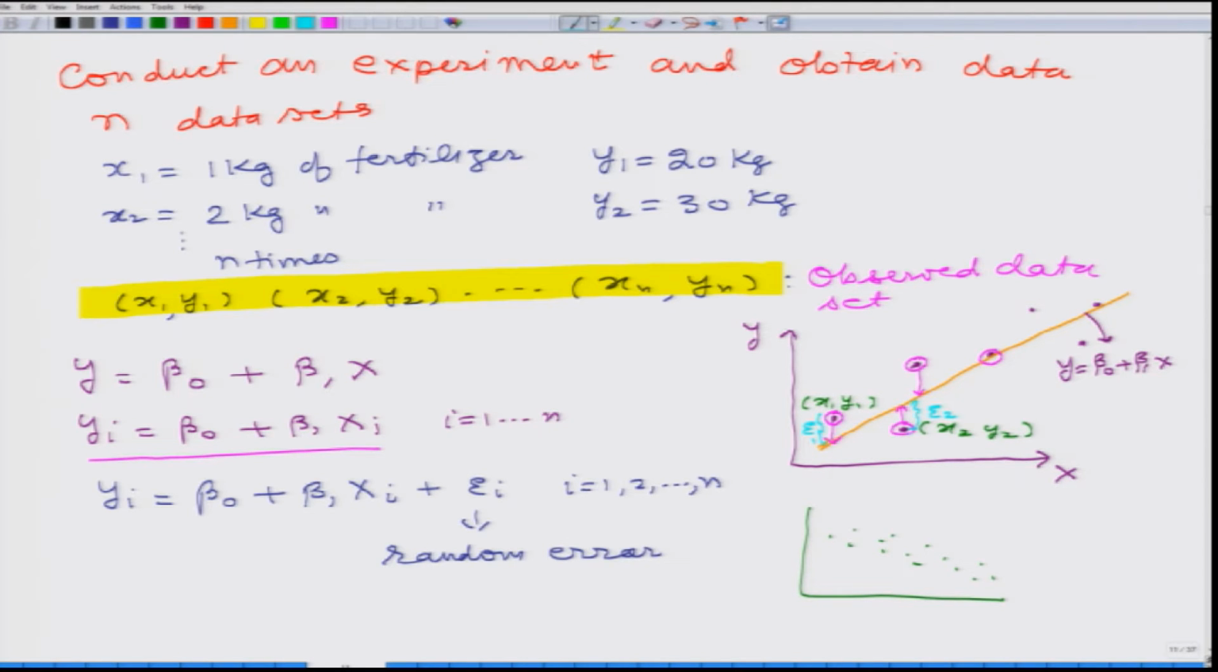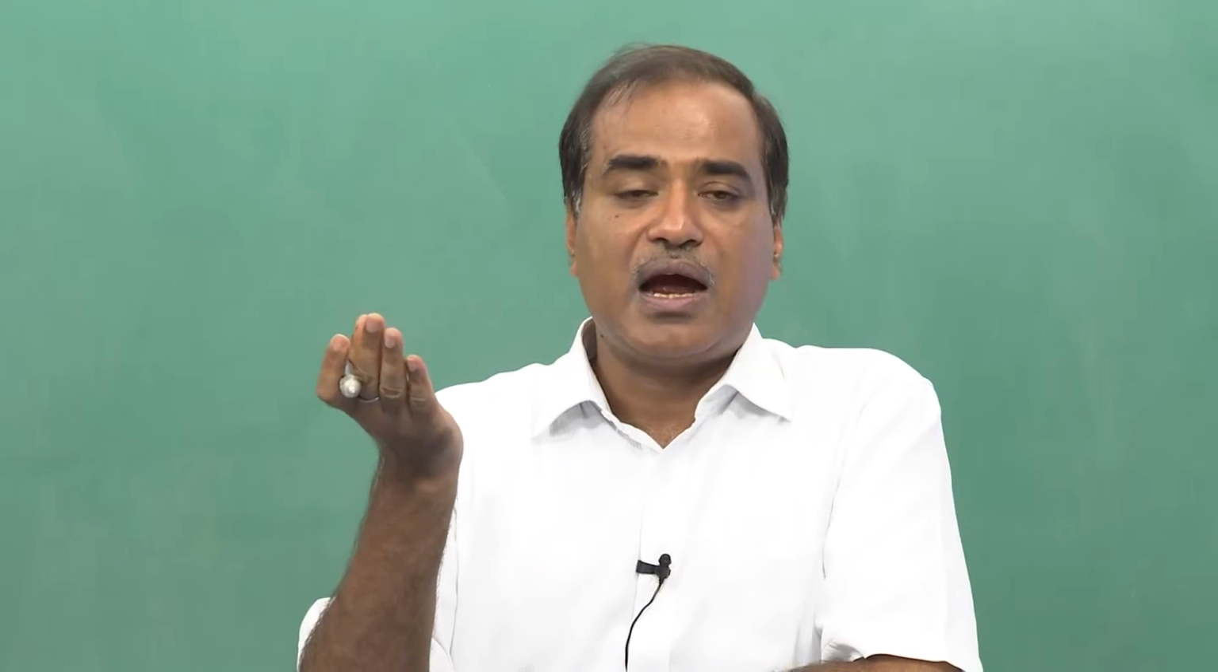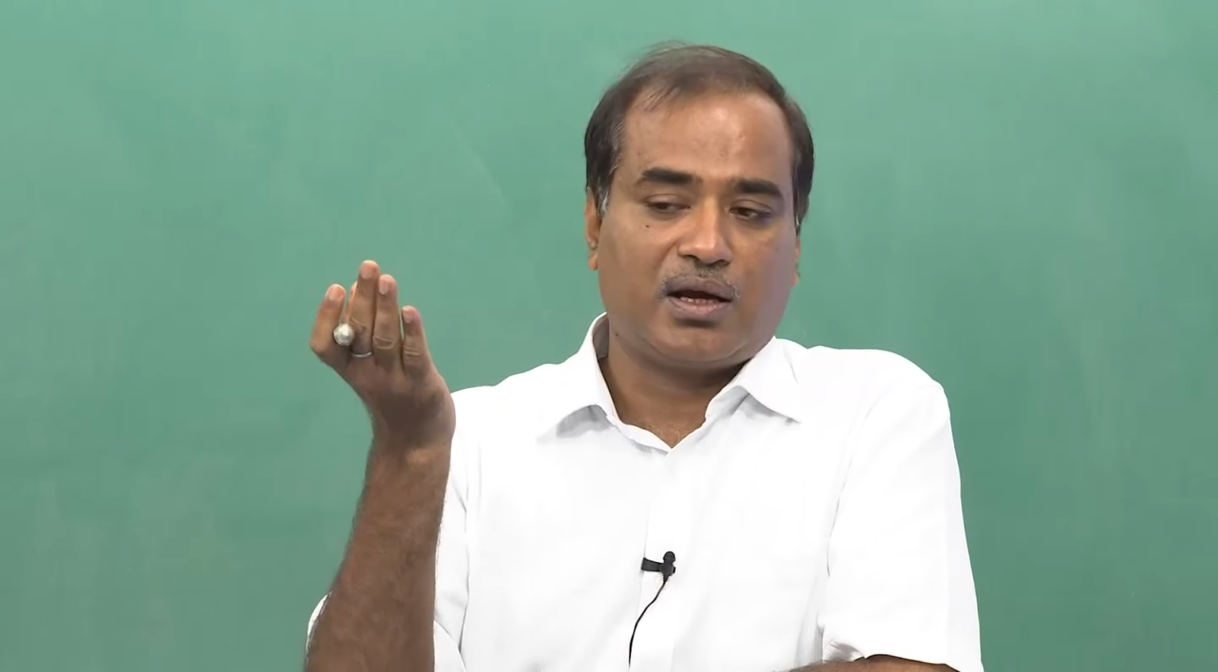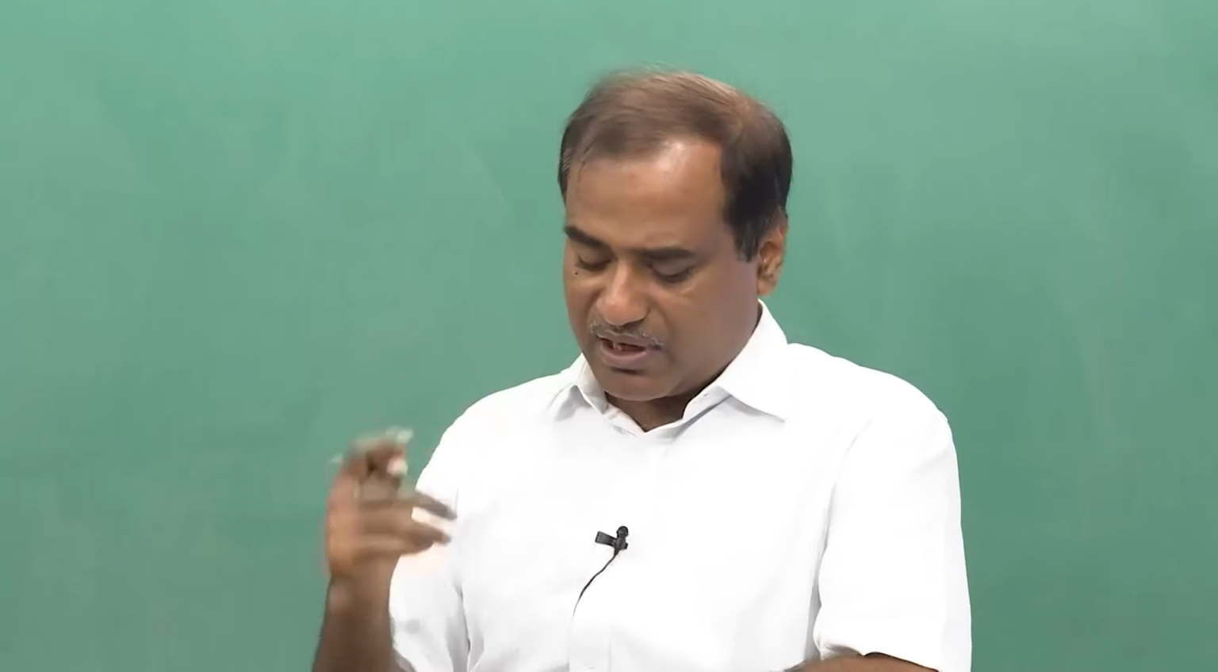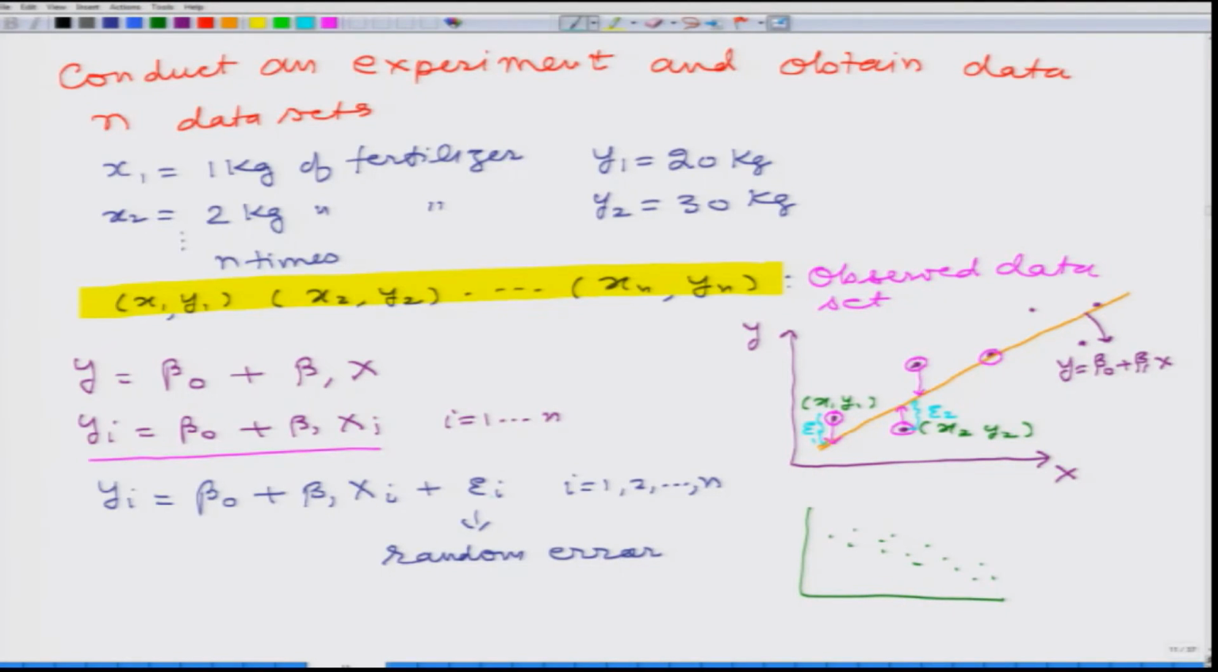Whereas, in the case of x2, y2, this epsilon 2 is the difference between x2, y2 and this line that we want to fit, and this observation is lying under the line, and the same thing is happening with all other points. So, I can say that some random errors are in the upward direction of the line, and some random errors are lying under the line. So, I can assume that epsilon i has to be a random quantity which takes some value that can be positive or that can be negative.